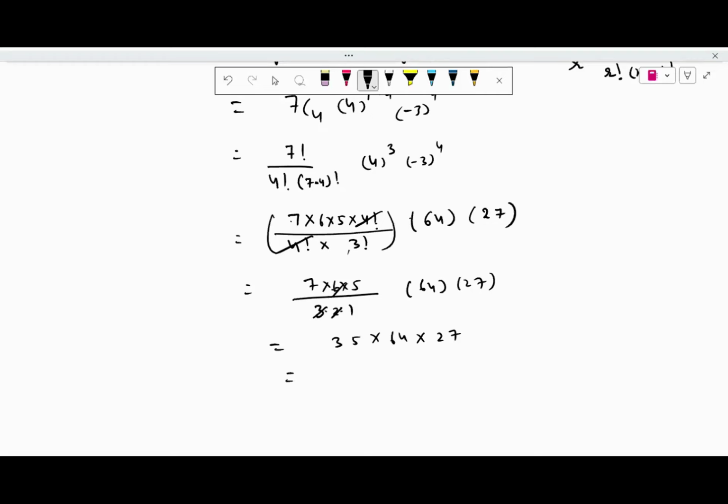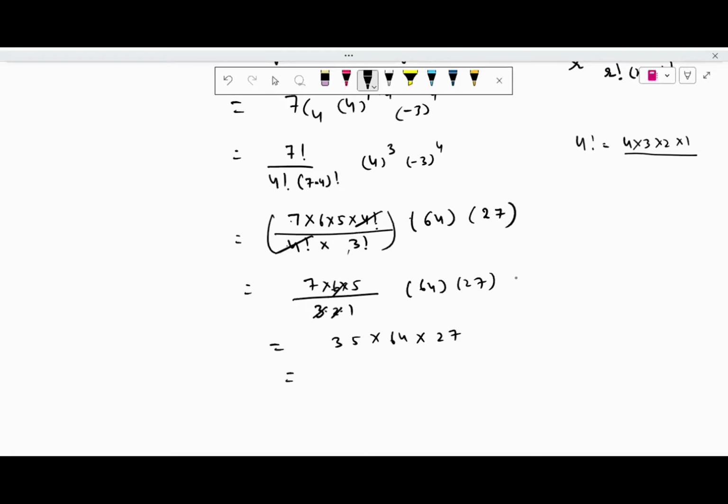And what is factorial 4? 4, 3, 2, 1. So 7 factorial was to be continued till we get 1. Since we have factorial 4 in the denominator, to cancel them out, we took 7, 6, 5, and then factorial 4. Got it? Okay.